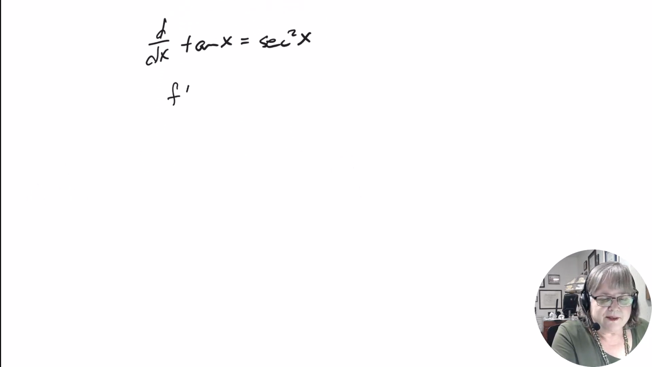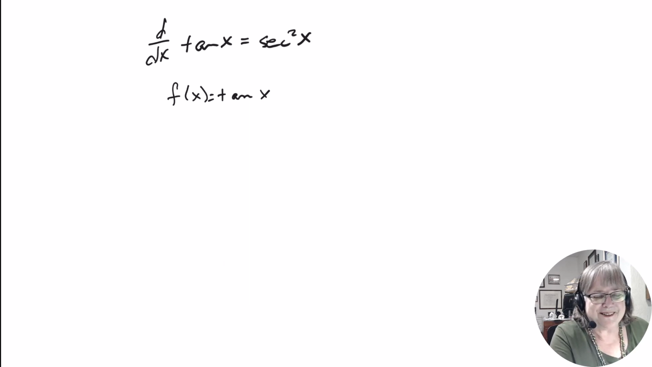So f of x is tangent x. This one's quite a bit more complicated. All right. So hang on. You can do this. I keep saying this. You're in calculus. You can do this. All right. Now, here we go. So f prime of x. You're probably bored with this, but it'll help you to memorize it.